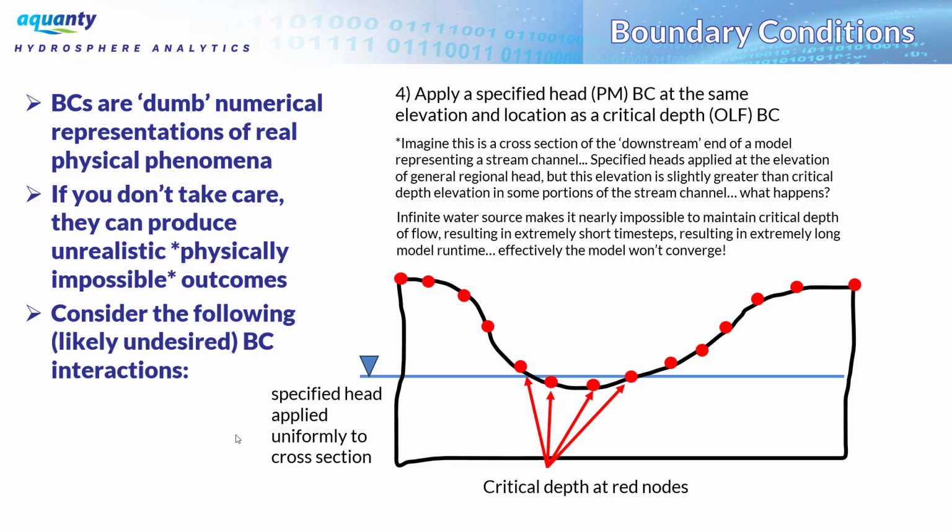It's effectively making your model runtime so long that it would essentially just never converge on a total solution at the time, the simulation duration that you're aiming for, right? So here we've basically just created sort of an infinite feedback loop of water. The specified head would just keep feeding more and more and more water in. The critical depth boundary condition can just siphon off all of the water that's coming in from that specified head without any constraints, right? So this would be a very unrealistic situation.